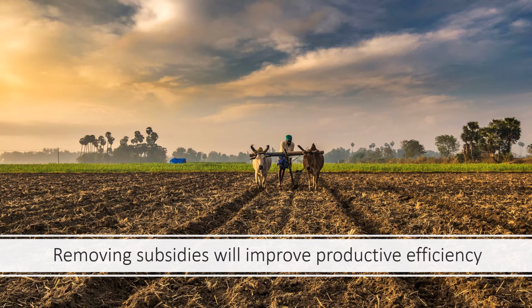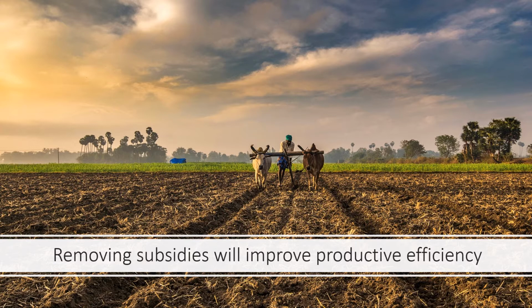The first argument is that if we remove subsidies, we'll create economic development because the economy will become more productively efficient. So it's often said that firms which receive subsidies come to become dependent upon those subsidies. By removing subsidies, only the most efficient farmers will be able to survive. Firms now have to make an effort. They have a far greater incentive to become more efficient.